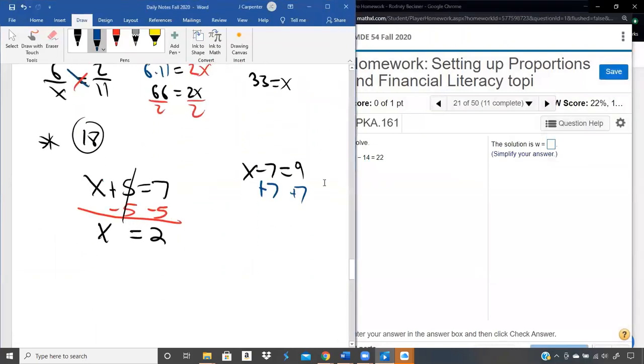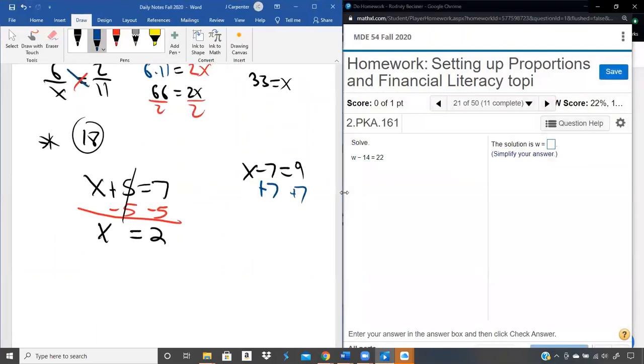Then we get in that sum where we actually want to solve it. So we got W minus 14 is equal to 22. So on the side of the variable, this is the thing we want by itself. We need to move the minus 14. To move that, we have to add 14 to both sides. If you don't write things vertically, I don't care. If you write them horizontally, that's fine. If you don't write this at all, if you get the right answer, that's fine.